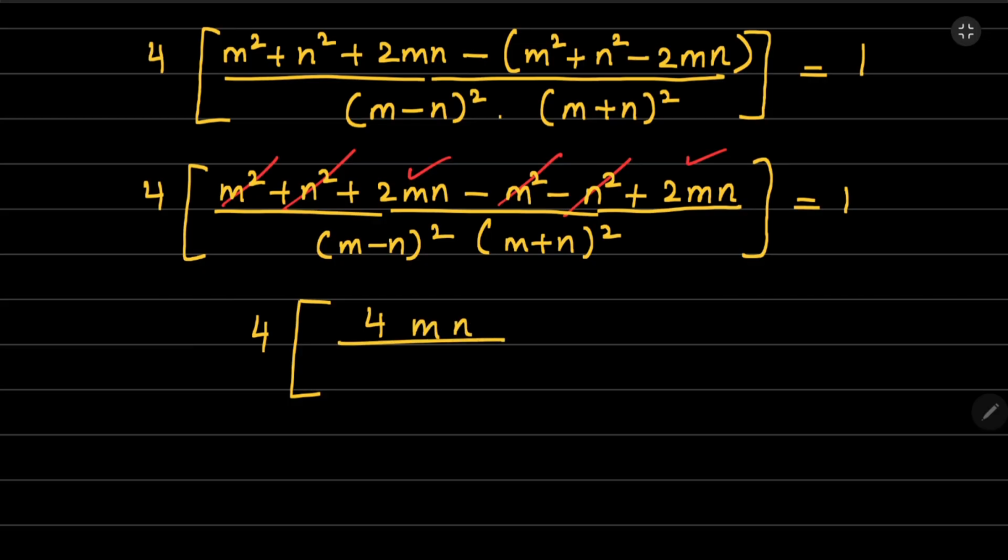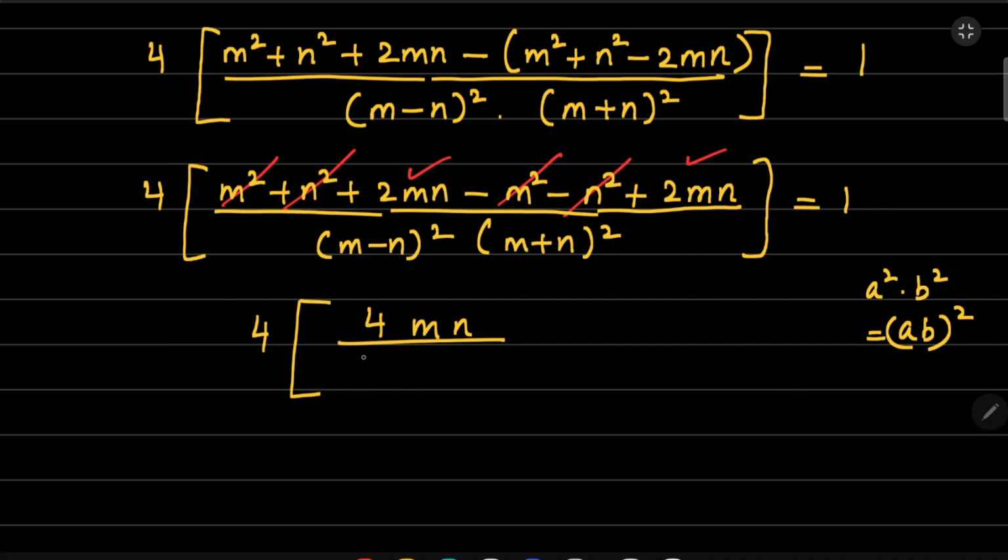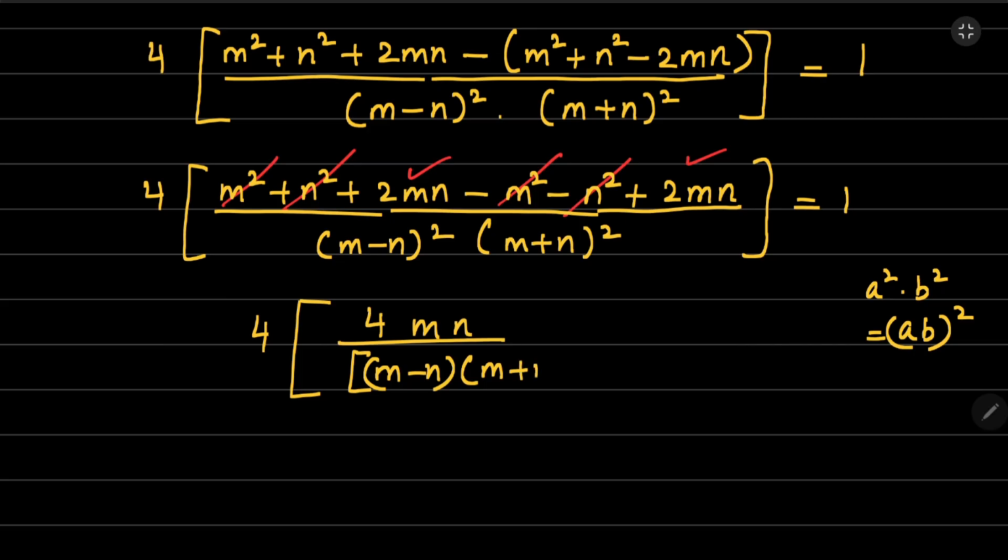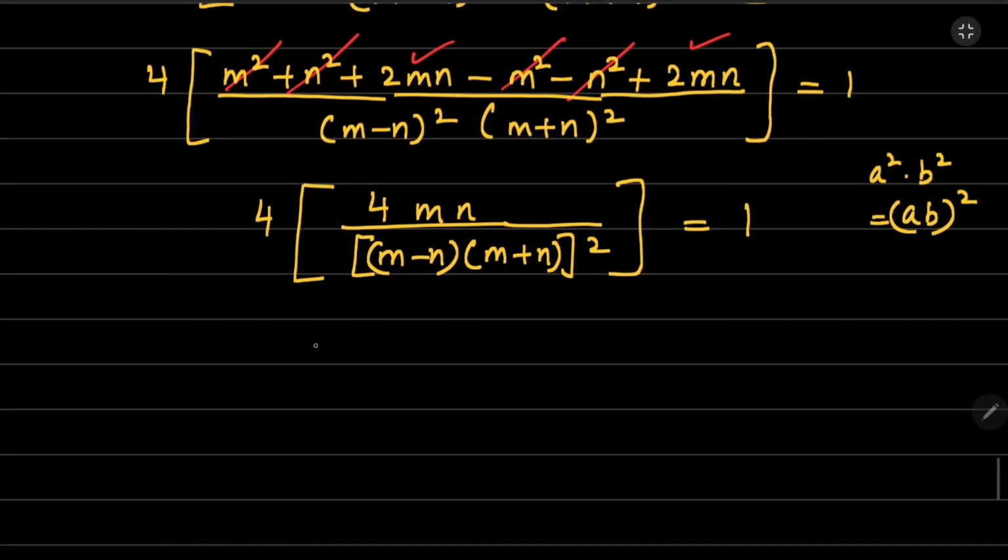Now comes the thing. Can I write a square into b square as ab the whole square? It's the same. So what I'm going to do is, I'll combine these two and write m minus n multiplied by m plus n the whole square, okay, is equal to 1. So what is 4 into 4mn? It's 16mn. Okay, 16mn divided by, what is m minus n into m plus n, it's m square minus n square. The whole square is equal to 1.